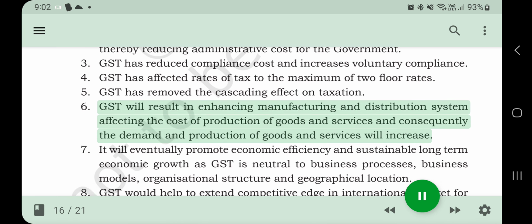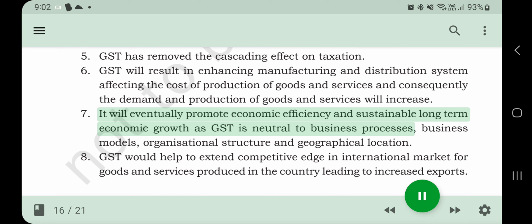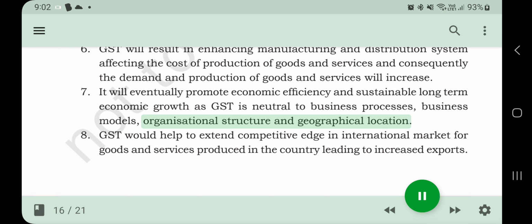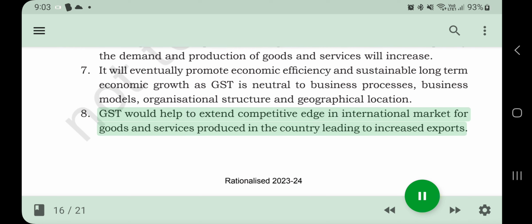6. GST will result in enhancing manufacturing and distribution system, affecting the cost of production of goods and services, and consequently the demand and production of goods and services will increase. 7. It will eventually promote economic efficiency and sustainable long-term economic growth, as GST is neutral to business processes, business models, organizational structure and geographical location. 8. GST would help to extend competitive edge in international market for goods and services produced in the country, leading to increased exports.